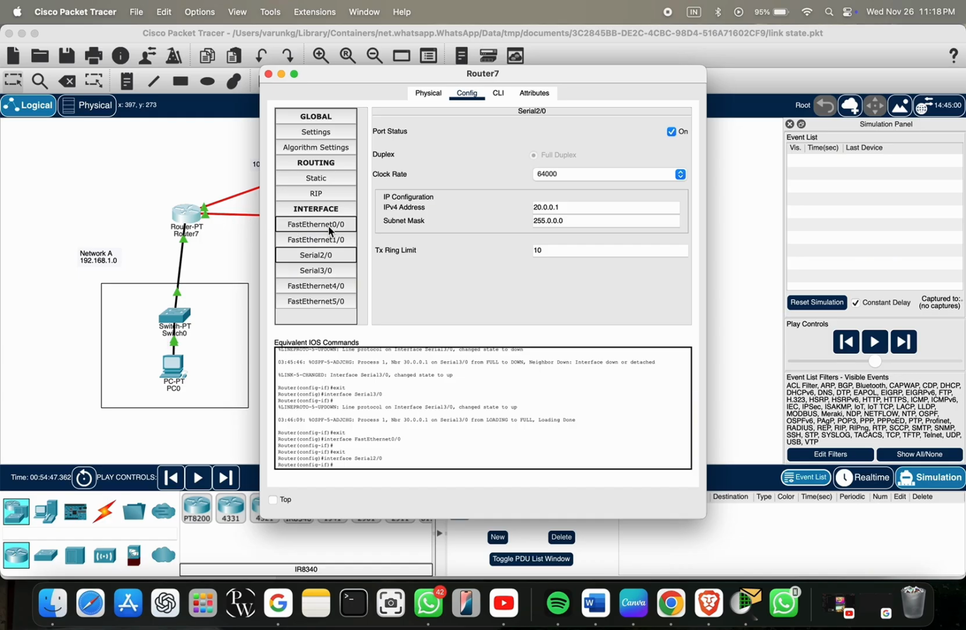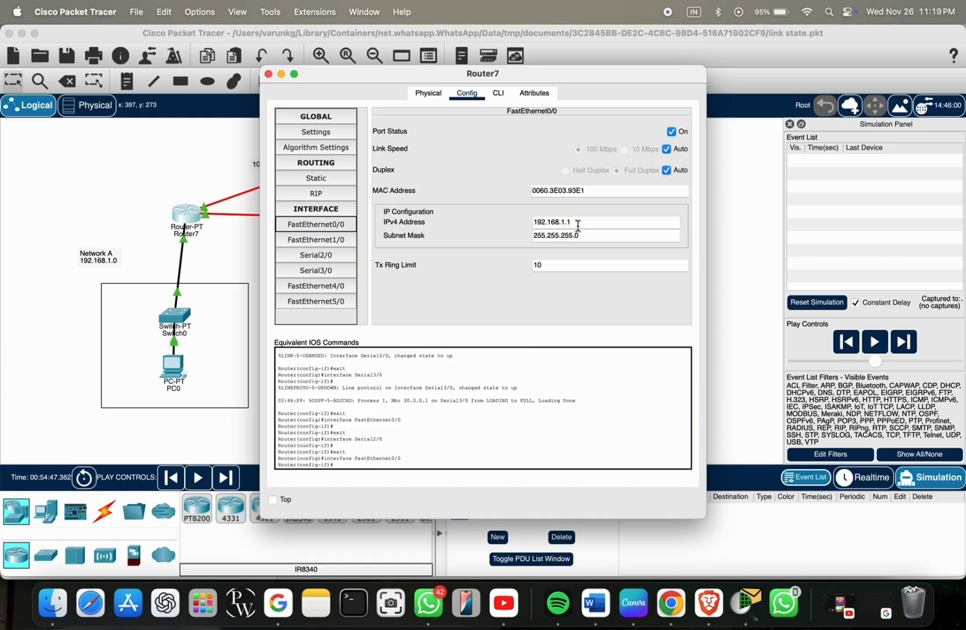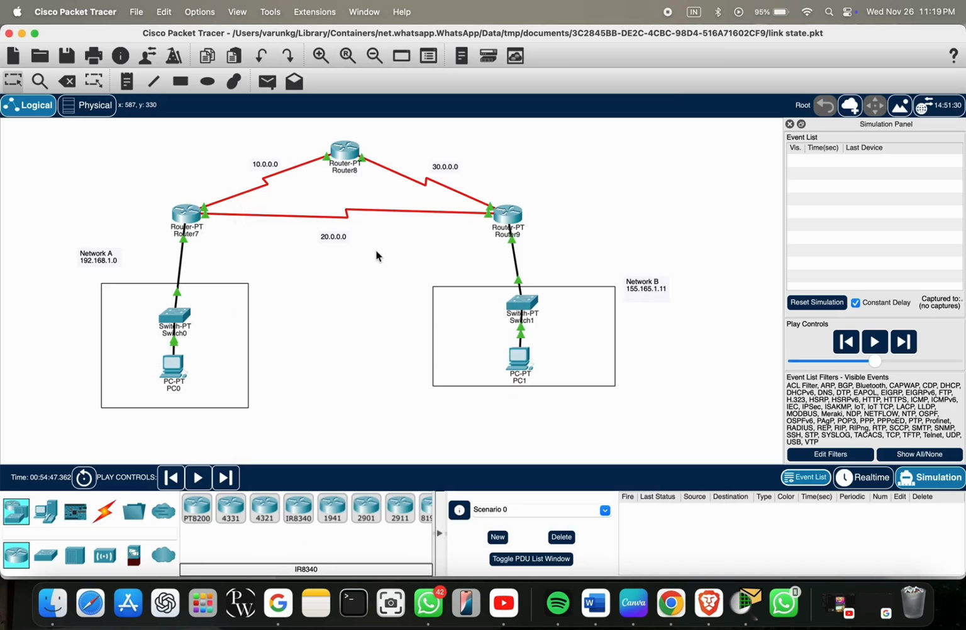In the router also, you can see in FastEthernet it is connected, 192.168.1.1 and the subnet mask, and it is on. Now this whole thing is connected as network A, 192.168.1.0. Now this router has two different connections. One is for router 2 and another one is for router 3.